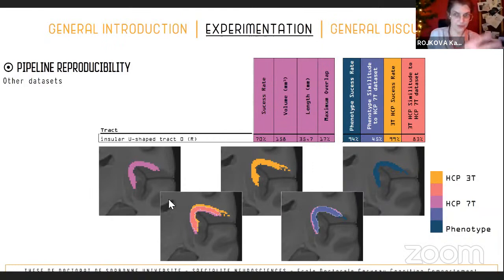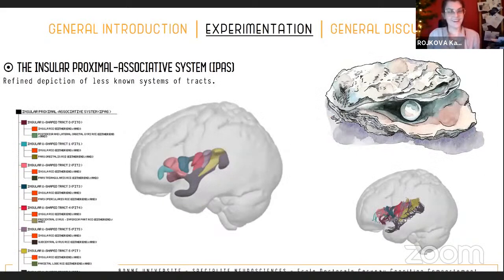But the oyster tracts are very impacted as small structures, like all the U-shaped short fiber tracts. They will be heavily impacted by any noise. So unfortunately, we have individual differences that we will probably attribute to noise rather than to individual differences, but at the same time, we don't know, and that's interesting to explore.